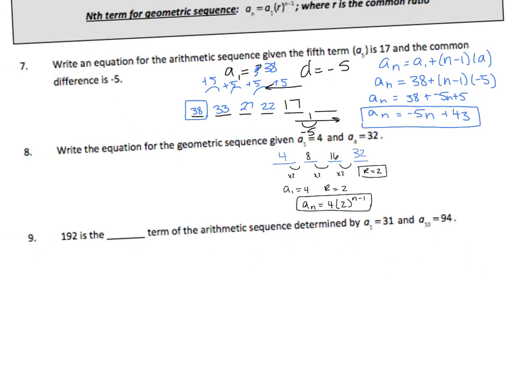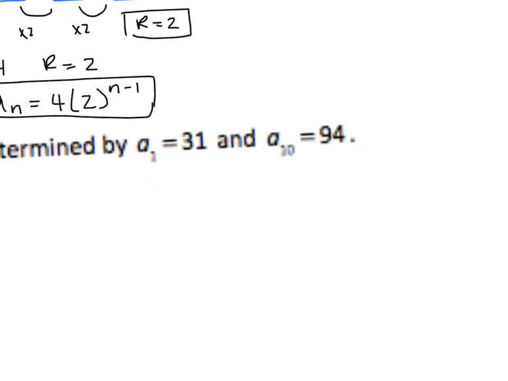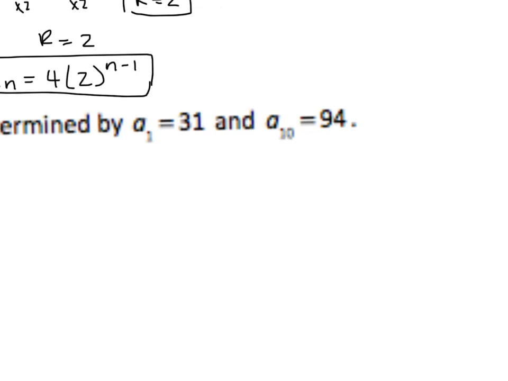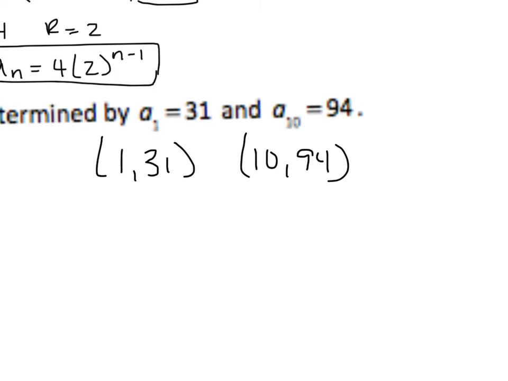Okay, last one. 192 is the blank term of the arithmetic sequence defined by a sub 1 equals 31 and a sub 10 equals 94. So what I'm going to do first is write my rule for this. So I've got to find my common difference. This works almost like slope. If your first term is 31 and your 10th term is 94, you can find this using slope, finding the difference between each. This will only work for arithmetic. Otherwise, for geometric you kind of have to piece it together.